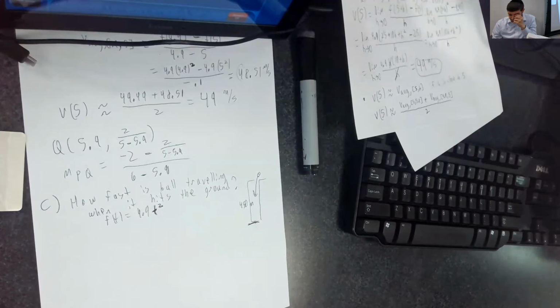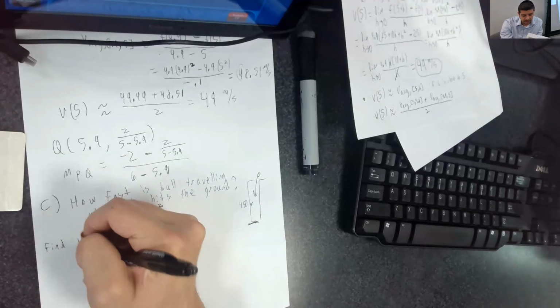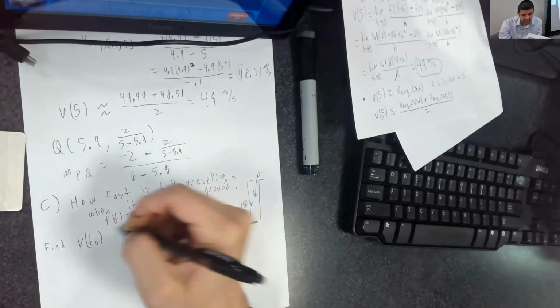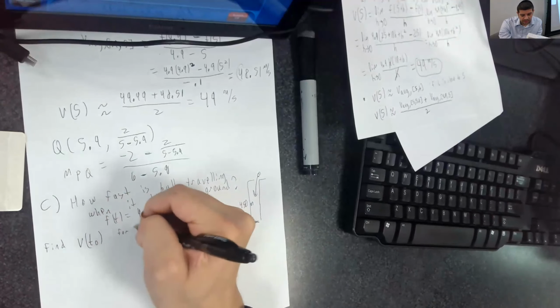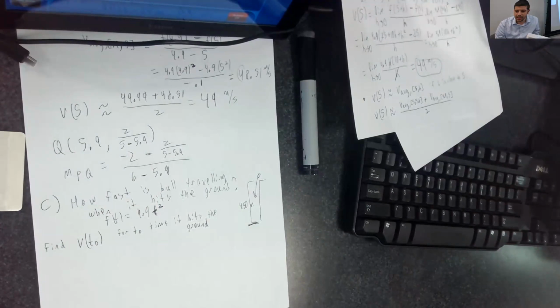So what they're asking you to do is find V of T naught, for T naught the time it hits the ground. But when does it hit the ground? How would I figure out when it hits the ground? I don't have to do any limits. I just have to know when it hits the ground. It says 0. What is it? It says 0. Oh, you mean like the velocity?